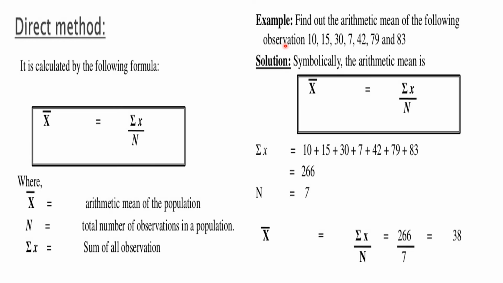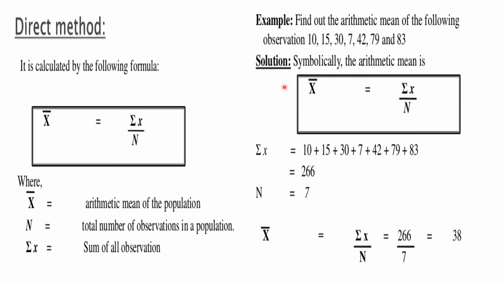Example here is, find out the arithmetic mean of the following observations, and the data are 10, 15, 30, 7, 42, 79 and 83. So this is the question. Now what will be the solution?